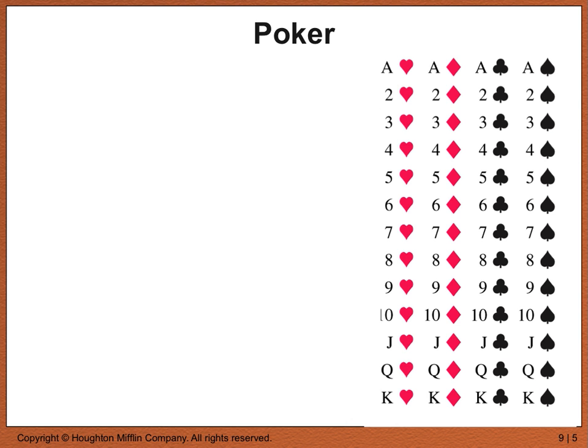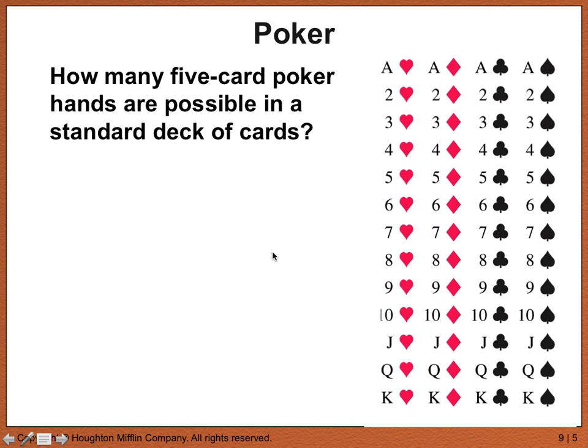All right, let's look at a poker hand. You know that a standard deck of cards has 52 cards in it. There are 13 different cards of each suit, so there are 13 hearts, 13 diamonds, 13 clubs, and 13 spades. And the question is, how many 5-card poker hands are possible in a standard deck of cards? Alright, so you should pause the video, do this on your own, and then resume when you have an answer.